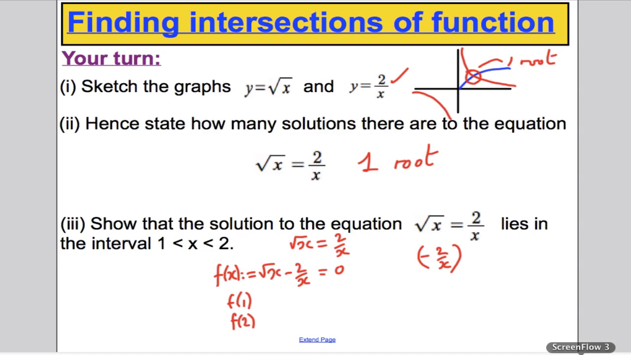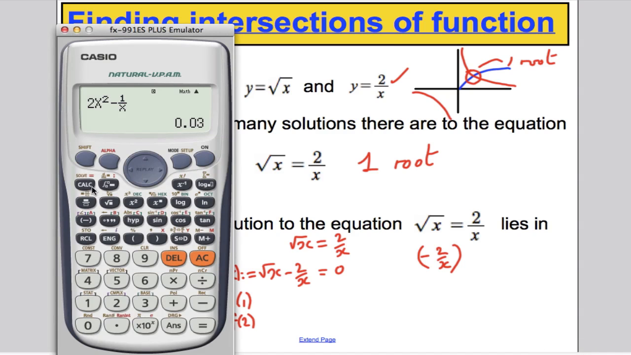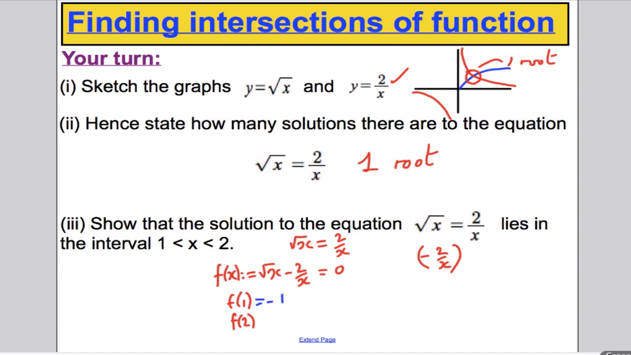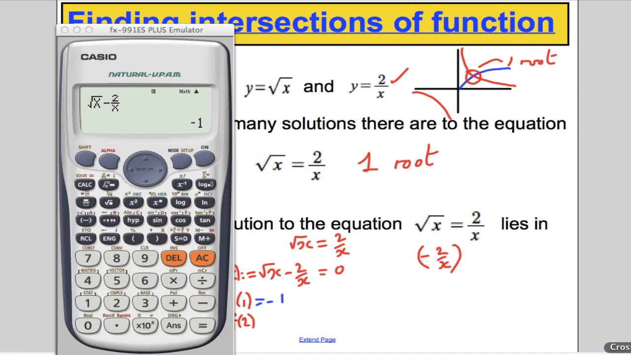So you get your calculator, and you define your function. So let's start a new function. Let's define it as the square root of x subtract 2 over x as follows, and we press calculate. What x do we want? Well, the first one we want x is 1, and we get -1 as our answer. So we get -1 there.